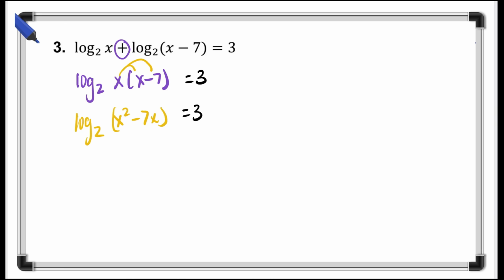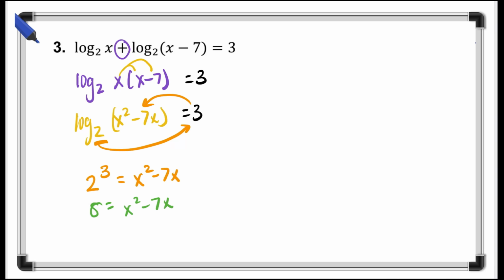Now, you only have one singular log, so you cannot say that, oh, my argument x squared minus 7x is equal to 3. 3 is not an argument, right? You don't have a log on the right side. So you will go ahead and rewrite in exponential form. So here's my base of 2, circle of life, 3, circle of life, x squared minus 7x. Now when you simplify, you get 8 equals x squared minus 7x.